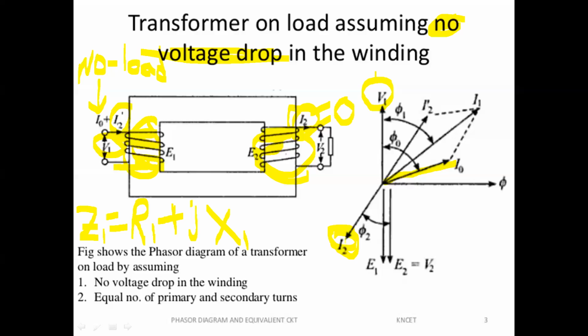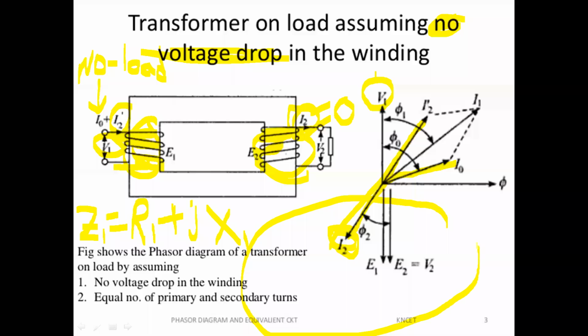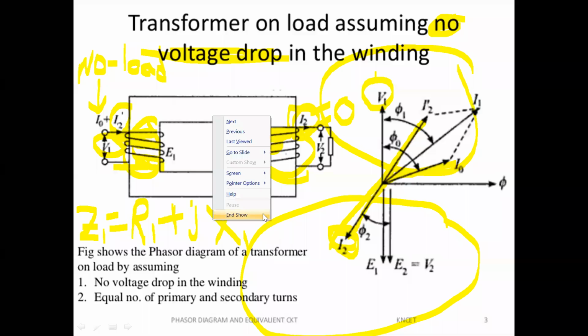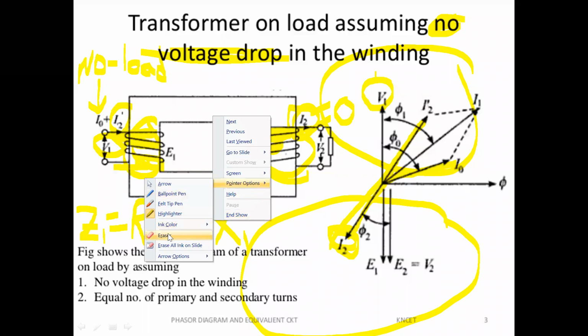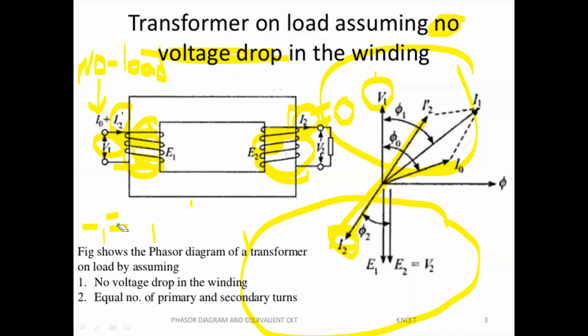The primary equivalent of this I2 dash is opposite to this current. That means we draw I2 dash in this manner, exactly opposite on the primary side. This total component represents the secondary side, and this represents the primary side. That's why we draw the phasor exactly opposite to that value.